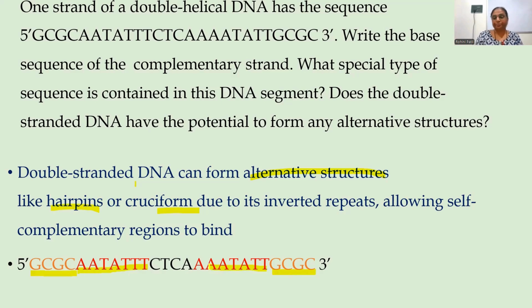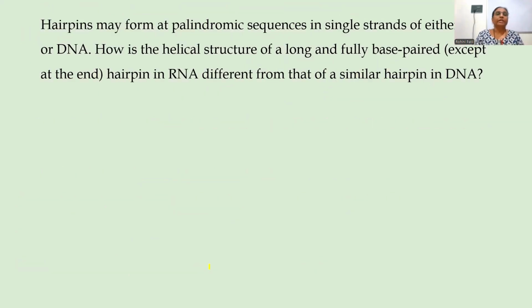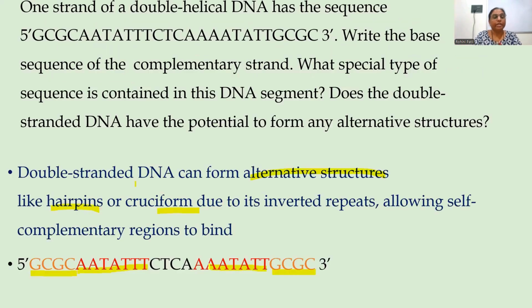Got this. Now the next one: hairpins may form at the palindromic sequences in the single strands of either DNA or RNA. How is the helical structure of a long, fully base-paired except at the end hairpin in RNA different from that of the similar hairpin in DNA? Now, what is asked? First, understand what is asked. Here it is an inverted repeat, and this inverted repeat is going to form the hairpin structure.